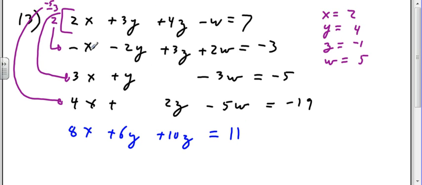Minus 3 gives me a positive 3, gives me a 7x. Minus 3 gives me a minus 9, gives me a minus 8y. Minus 3 gives me a minus 12, minus 12z. Minus 3, the w goes away. Minus 3, minus 21, minus 5 for minus 26.